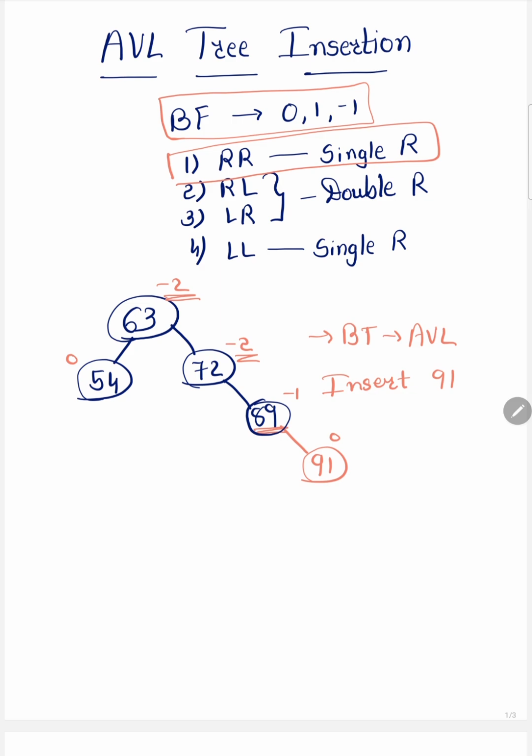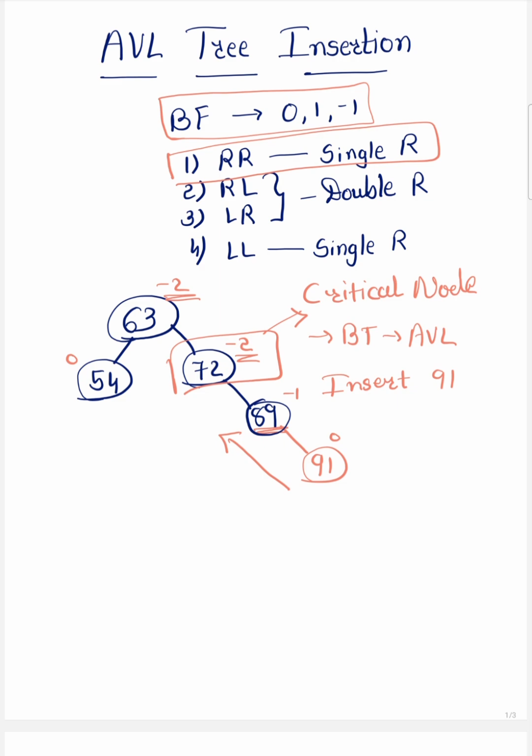But as I told you, we need to find the critical node. For finding the critical node we need to start from the leaf node and see at what position it started getting imbalanced. So that is the 72. This 72 is known as your critical node.